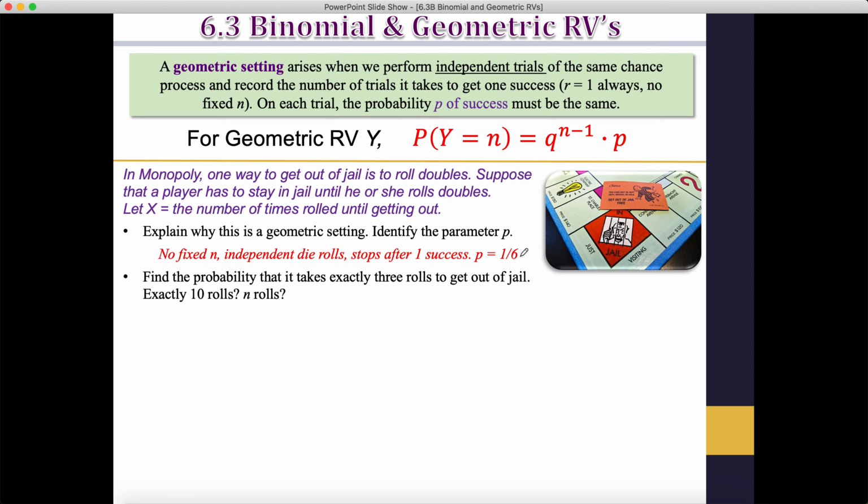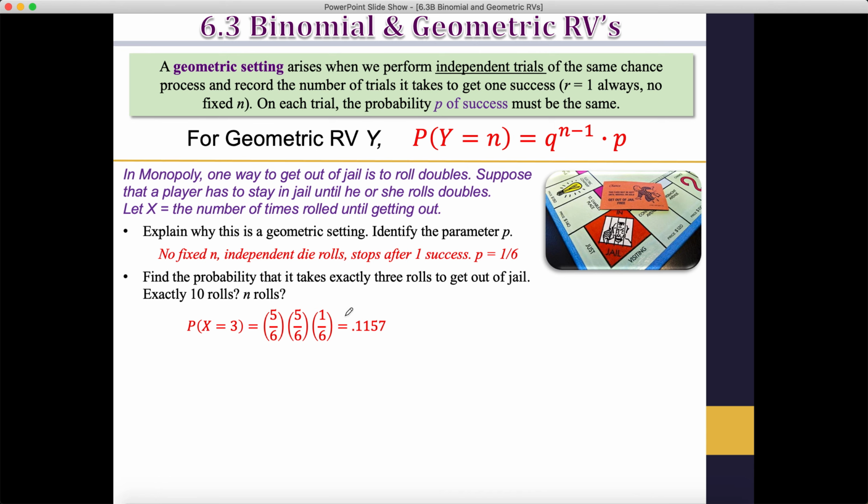So now to actually use this geometric setting, find the probability that it takes exactly 3 rolls to get out of jail. What about exactly 10? What about exactly n? So if we stick to the formula, this becomes basically just a matter of plug and chug, but also if we think this through logically, taking exactly 3 trials, or 3 rolls to get out of jail would imply the first time we got no doubles, second time we got no doubles, third time we do.